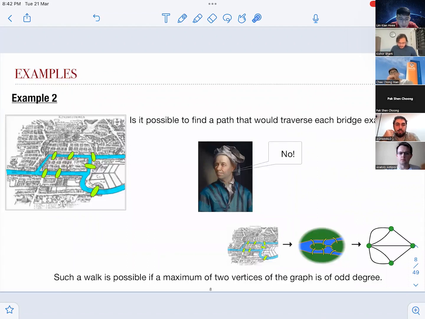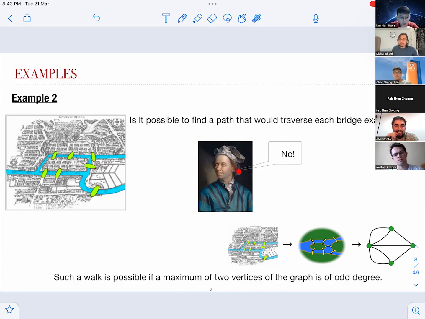Another example is the bridges of Königsberg problem, a very old problem. You have this river in the city, and there are these 7 bridges. The question was: is it possible to find a path that passes through each bridge exactly once? For a long time, this problem remained open. Later, Euler basically said no, it's not possible.